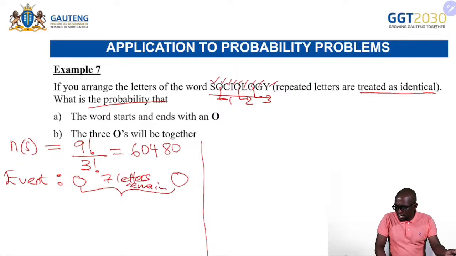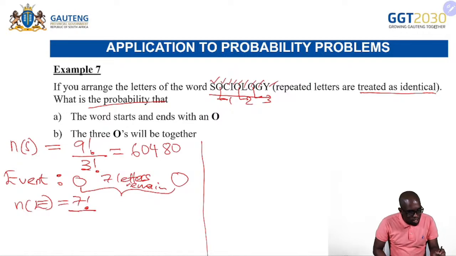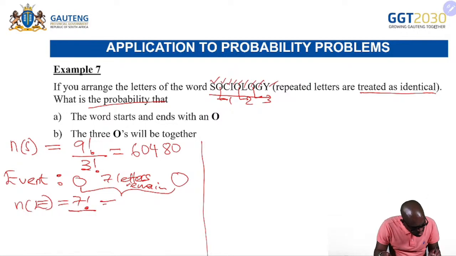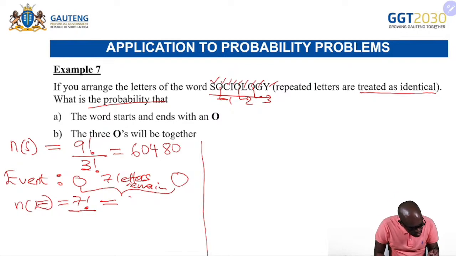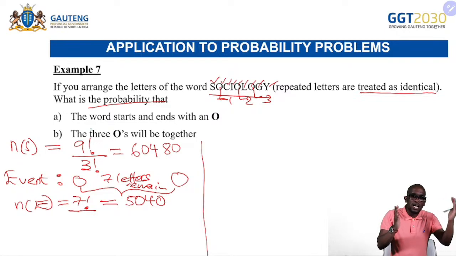Since there are 7 letters that remain, the number of elements in the event would be 7 factorial. We're not going to divide by anything in this case because there are no repeated letters. So this would just be 7 factorial, which simplifies to 5040. I hope you understand why I did not divide here, but I divided in the sample space because the O's were repeated. But here the event says start and end with O.